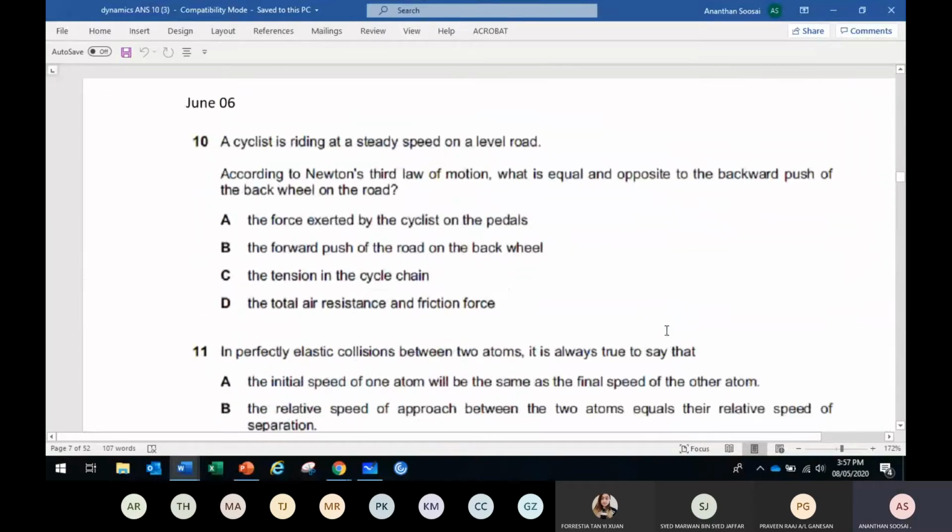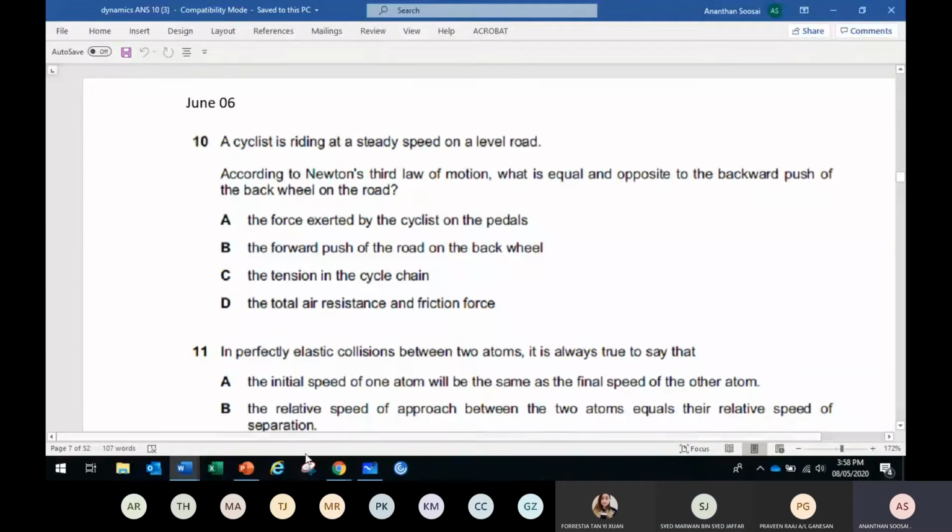Okay, number 10. June 6, number 10. A cyclist is riding at a steady speed on a level road. According to Newton's third law of motion, what is equal and opposite to the backward push of the back wheel on the road? The back wheel pushes the road backward. That's the action. What's the reaction? If B pushes A, the reaction must be A pushes B back in the opposite direction, right? So the answer should be what?